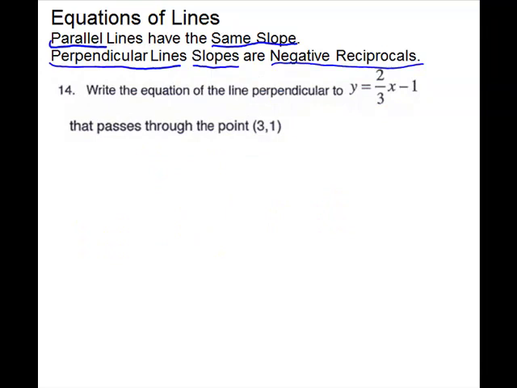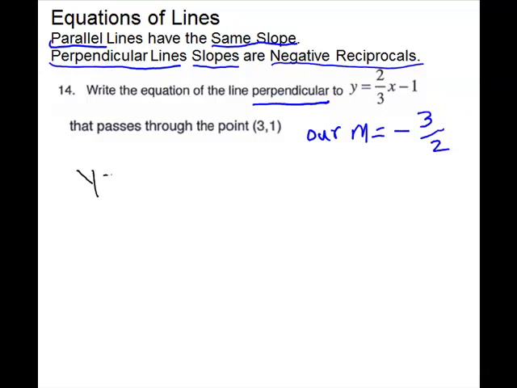Next, we're going to write the equation of a line perpendicular to this line. So that tells you about the slope. If it's perpendicular to that, our slope will need to be the negative reciprocal. So opposite sign and flip it over. So a negative 3/2. And then there's our point.